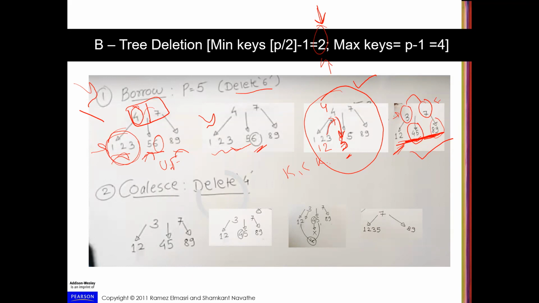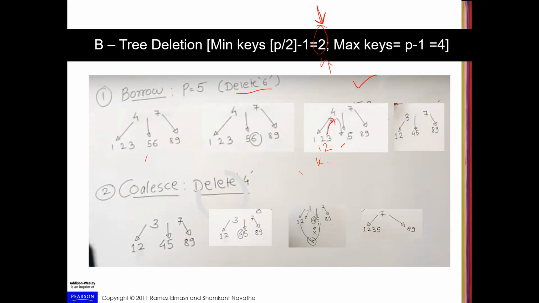Now there is another method. Let us make some space for understanding the next method, the coalescence method. The coalescence method says that when there is an underflow and you do not have any neighbor with extra values to help, we have to adjust the tree by shifting the roots and merging. Coalescence is also called merging.